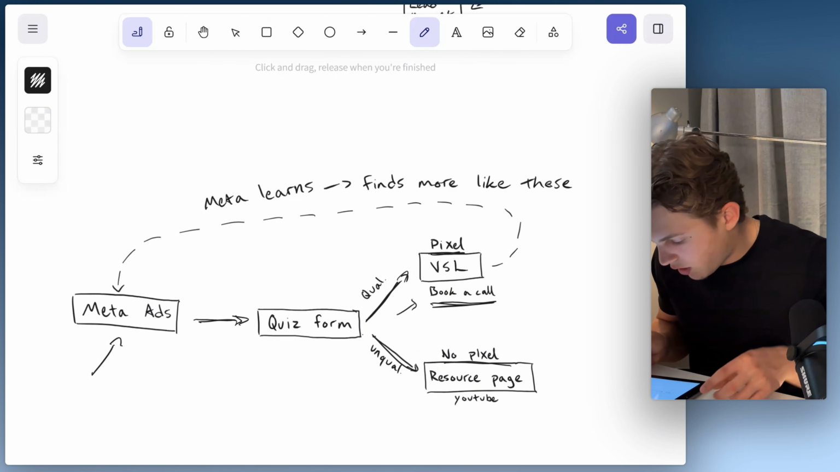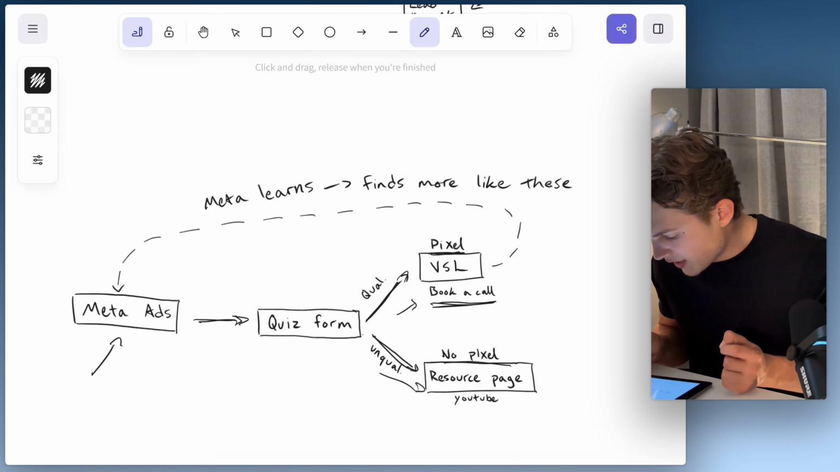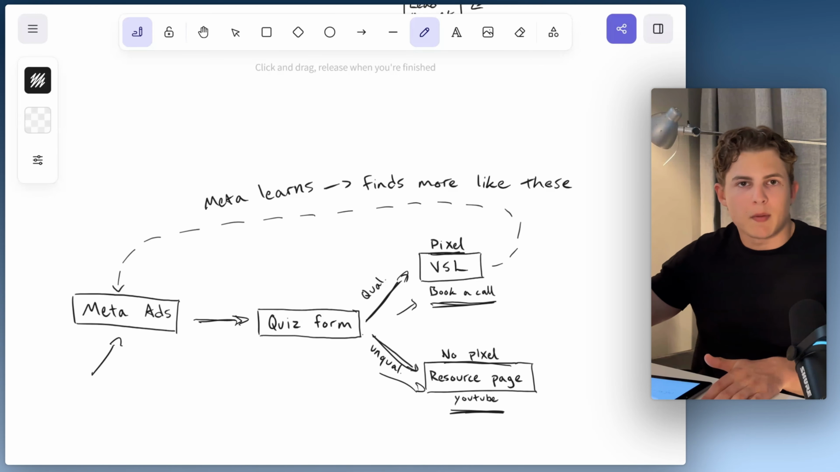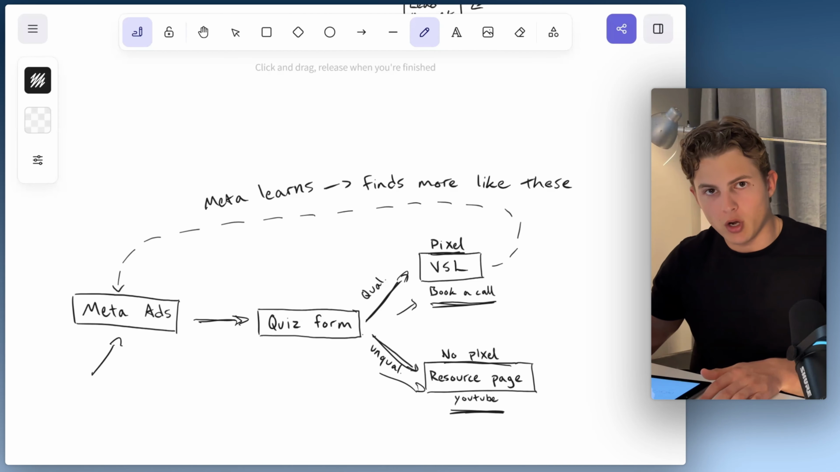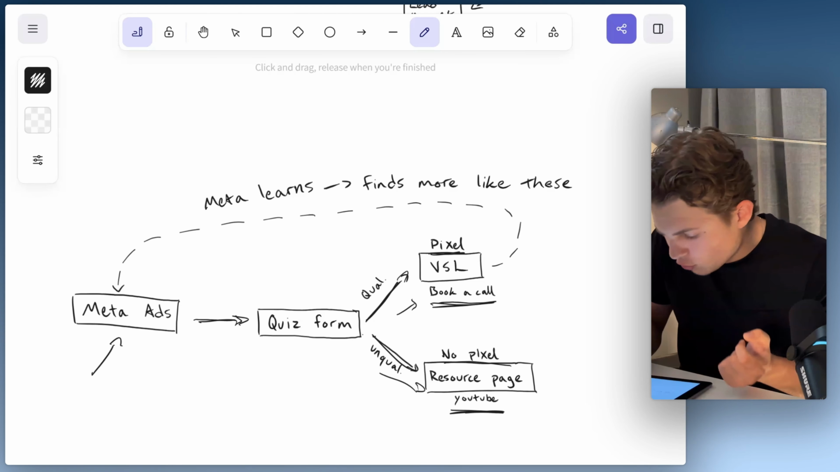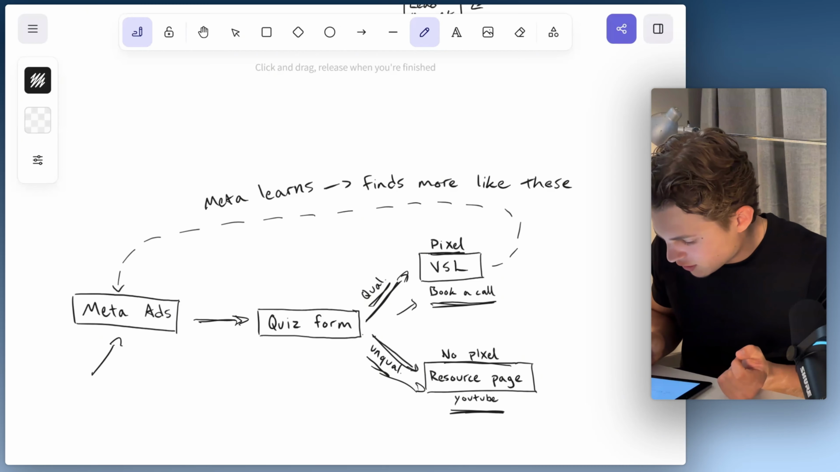But on the page where you send the unqualified ones, you want that to be a resource page. For example, it should go to your YouTube channel or to your Instagram, because you don't want to let these unqualified people book a call. But the important thing here is that you split the flow after the quiz. You want to send all the qualified ones and all the unqualified ones to different pages.